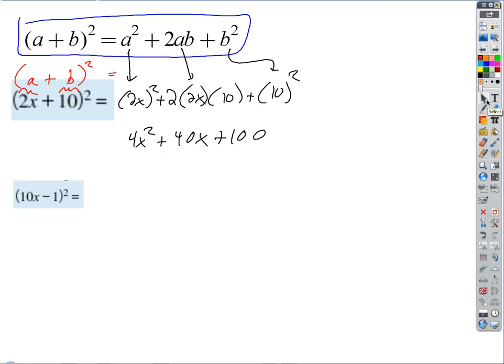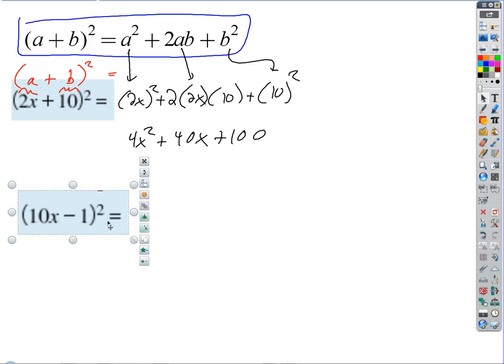Yeah, it's just going to be negative 1. Good. So we don't have to have another formula. We just have a negative value for b. That's no big deal, right? So we end up with, here's our a, there's our b, right? And we'll follow the same pattern.